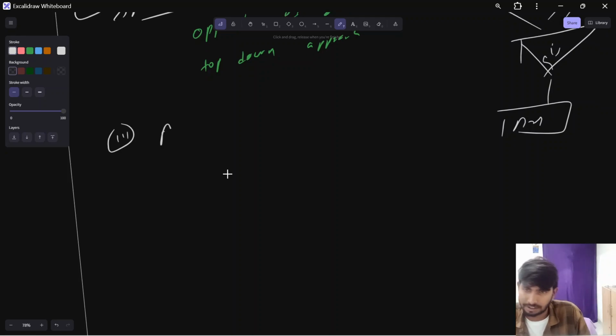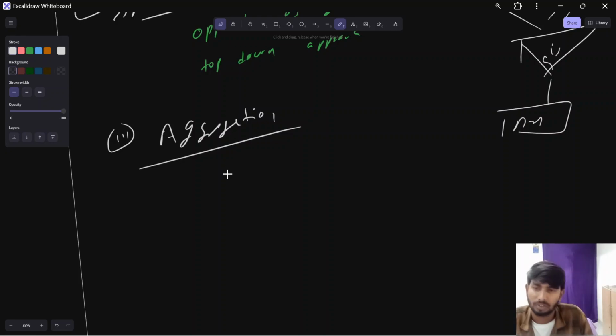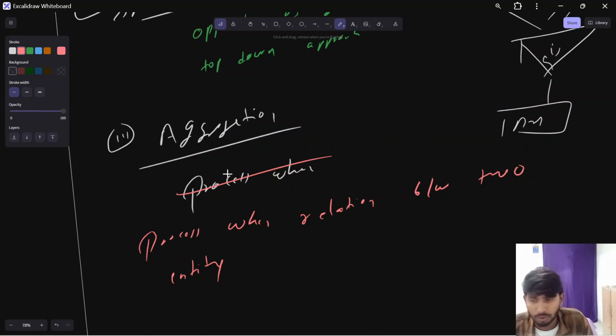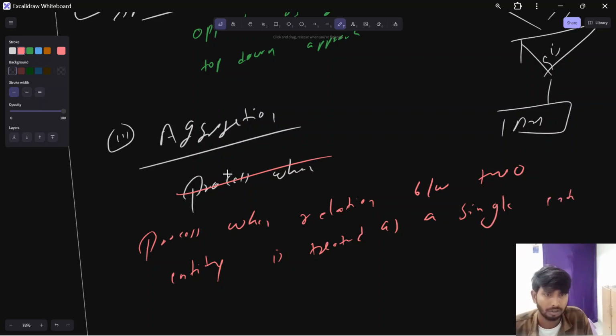Third is aggregation. Aggregation is a process where a relationship between two entities is treated as a single entity. That means it aggregates the two.